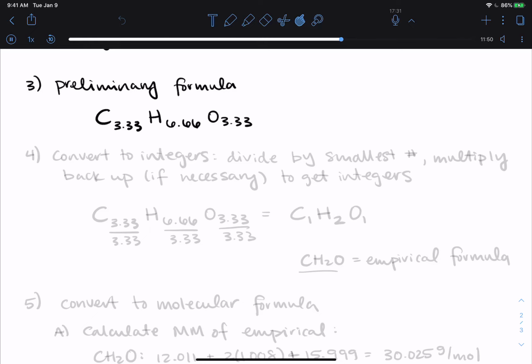So step 4 is to get this into actual whole number ratios. So this is where we need to convert to integers. The fastest way to do this is to divide each subscript by the smallest number. And then if you have something that's not a whole number at this point, you can multiply back up if necessary to get integers.